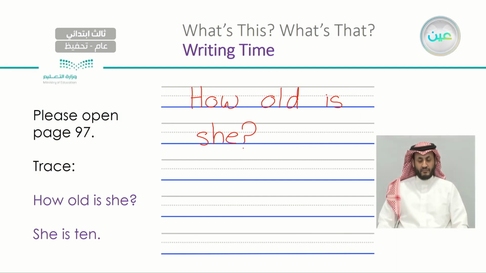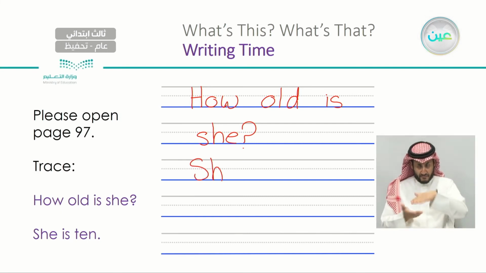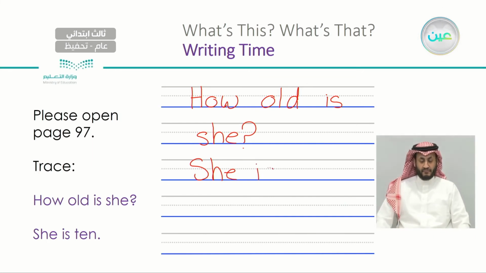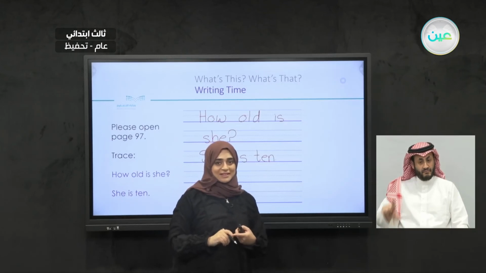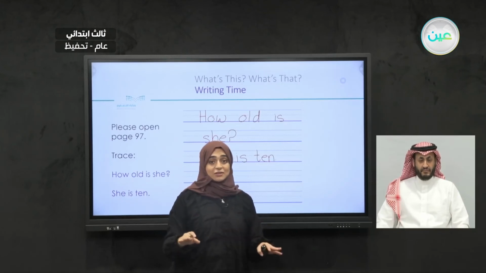How old is she? She is, capital S because it's the beginning of the sentence. She is 10. Full stop. So far, so good? Did you have a chance to trace it all?